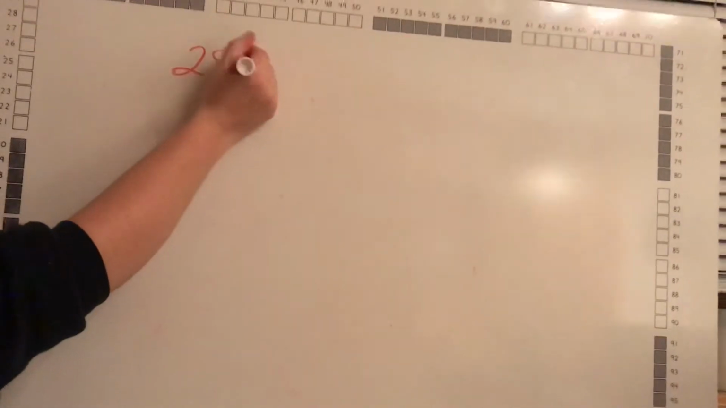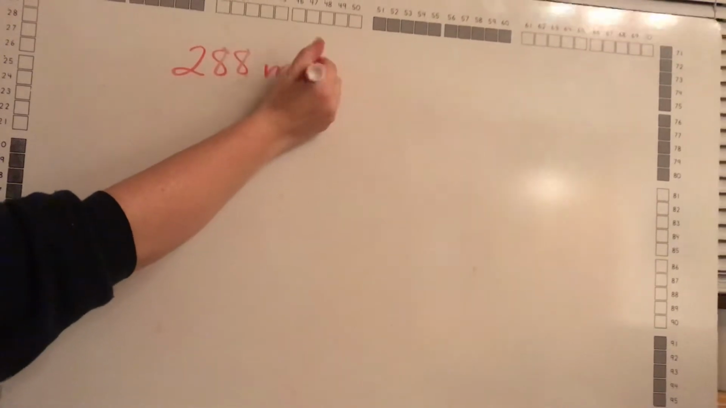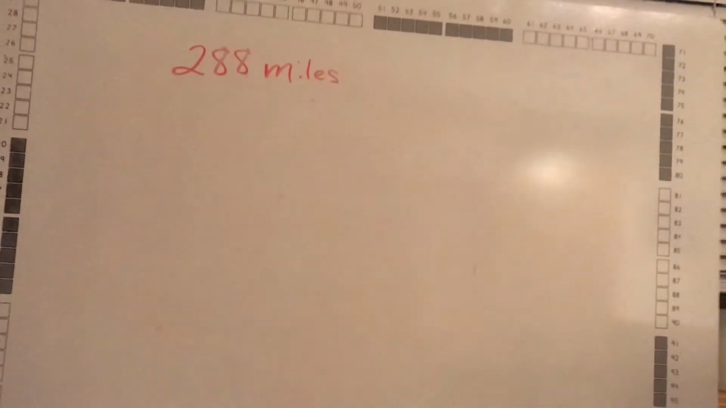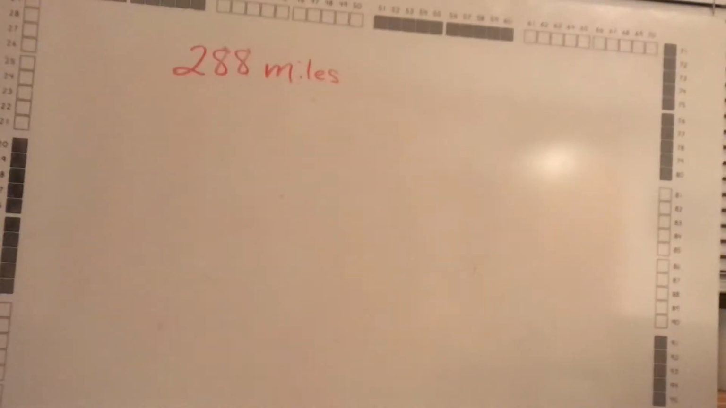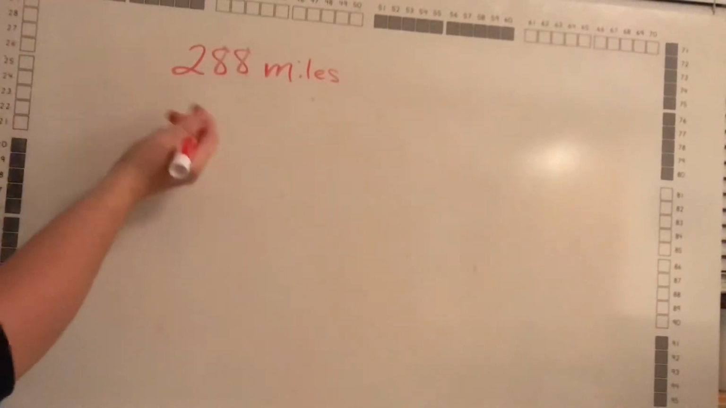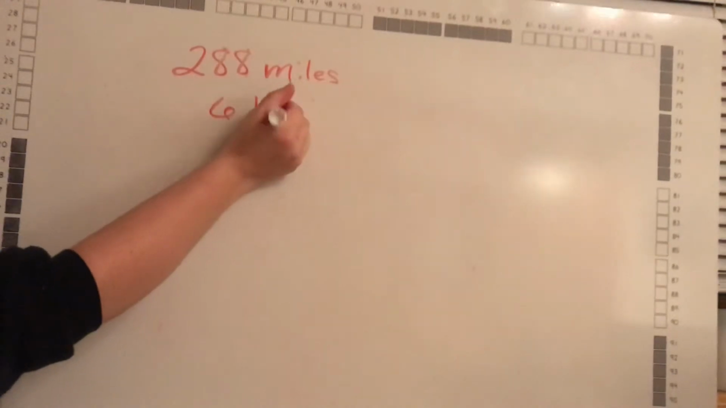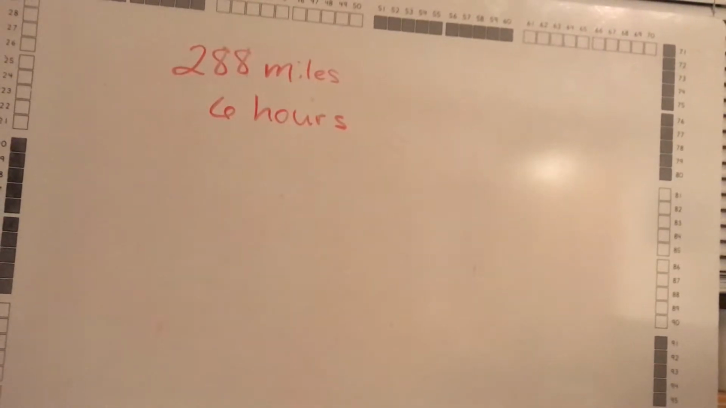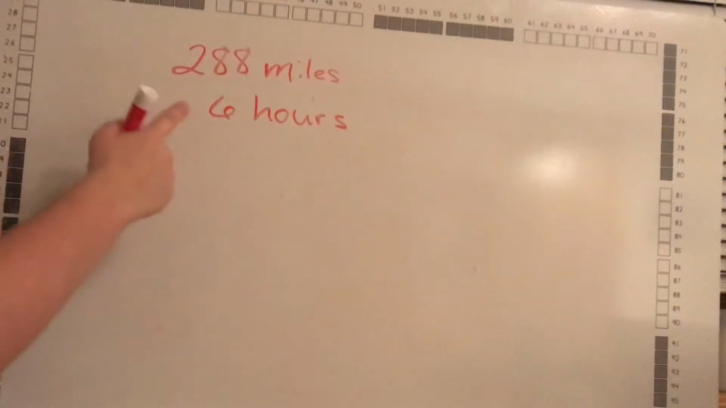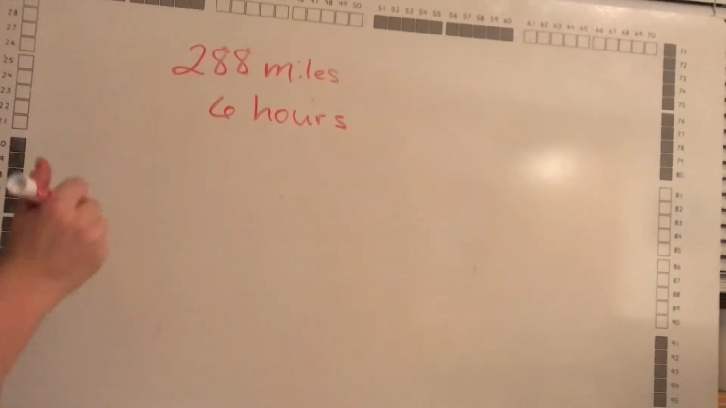So their trip is going to be 288 miles. They would like to reach the campground in 6 hours. What should their average speed be in miles per hour? So they want to get there in 6 hours. How do we figure out how fast they need to go? What we're going to do is divide 288 by 6.